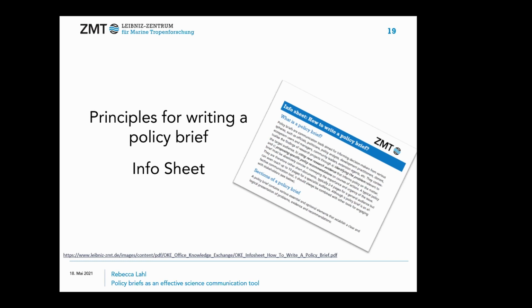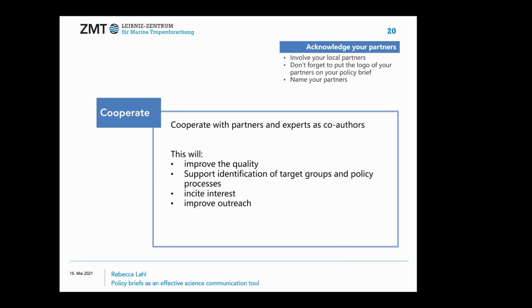I wanted to highlight two principles that I think are, for me, most important when writing a policy brief. First of all, it's to cooperate. If you cooperate with partners and experts as co-authors, that will generally improve the quality of such a publication. It also supports the identification of the target groups and helps you to get a better picture about policy processes. It incites more interest and improves outreach. That means you also should acknowledge partners by involving them with a logo and also naming the institutes and names in the policy brief.